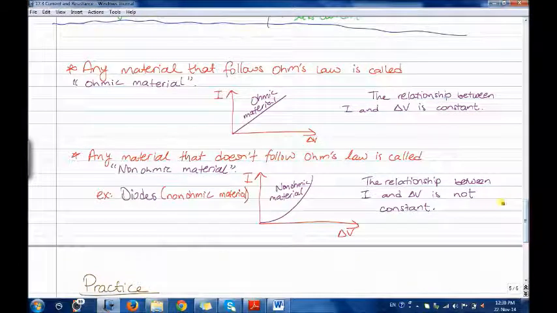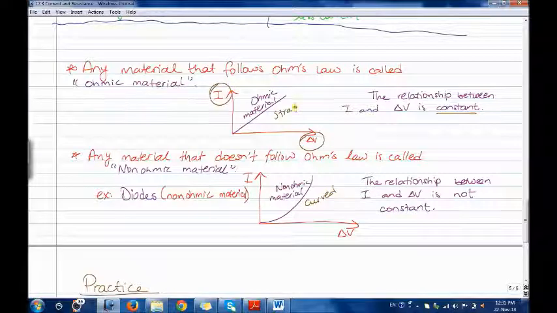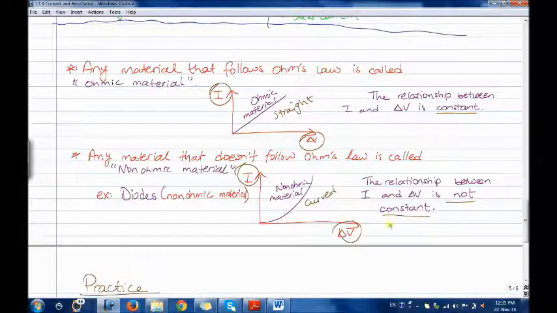Now let's talk about ohmic materials and non-ohmic materials. Any material that follows Ohm's law is called ohmic material. As you can see in this graph, it's a straight line, so you notice that it's an ohmic material. The relationship between I and ΔV is constant. But any material that does not follow Ohm's law is called non-ohmic material. As you can see in this graph, it's curved and not straight as in here. So here, the relationship between I and ΔV is not constant. An example is diodes, which are non-ohmic material.